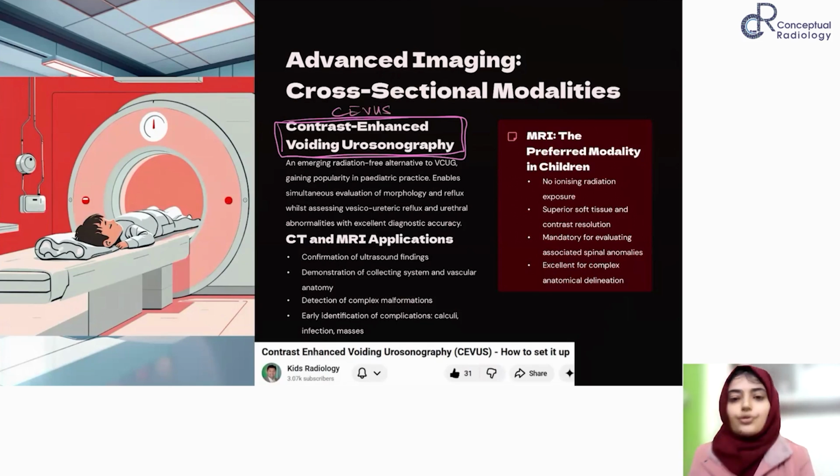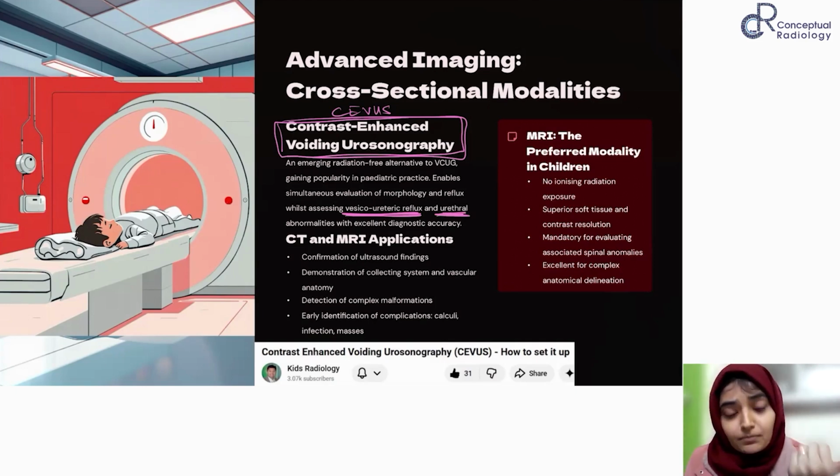What do we have to know? Just some essential points about this study: definitely it's a radiation-free alternative to MCU. It is very good for the evaluation of VUR. It has a huge role for assessment of VUR. It is very sensitive even for a low grade, like a grade 1 VUR. It is also going to give a lot of information about the urethral anomalies, such as PUV, and has a very good diagnostic accuracy.